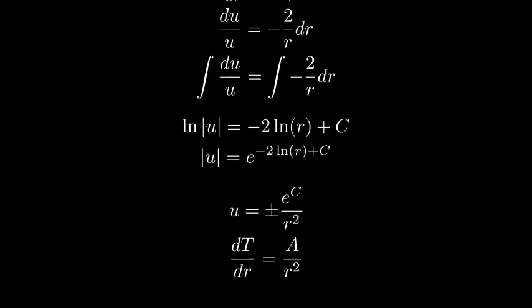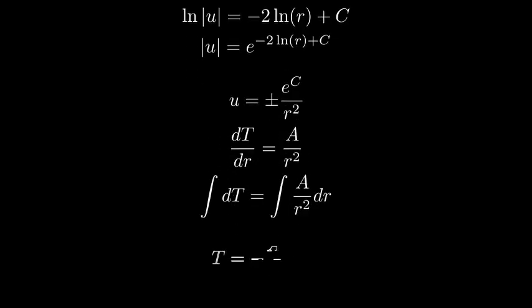Remember that u is our substitution for dT/dr, so substituting back, dT/dr equals A over r², where A is our constant of integration. Now we can integrate one more time to get our final solution, integrating both sides. T equals negative A over r plus another constant B. Therefore, the general solution to our original differential equation is T equals negative A over r plus B, where A and B are arbitrary constants.